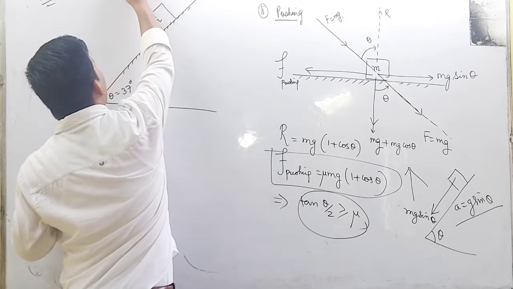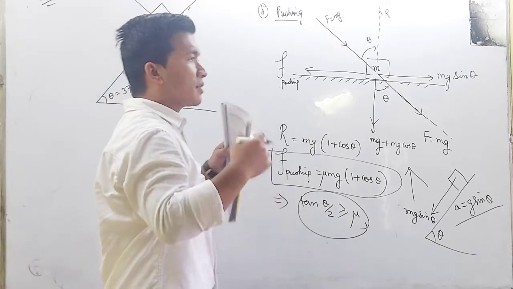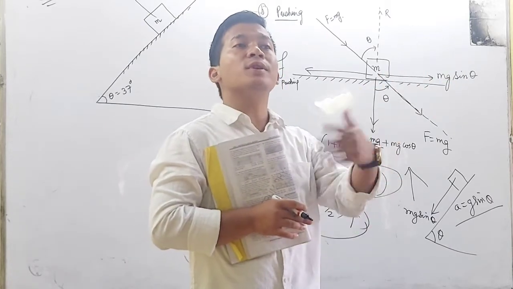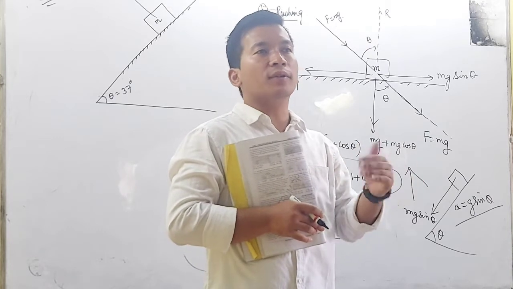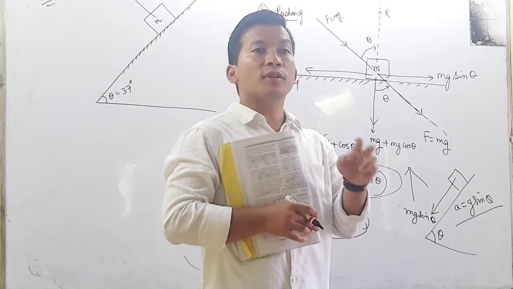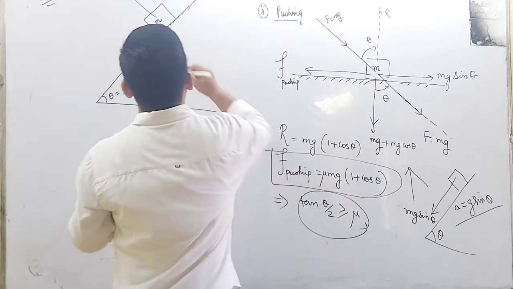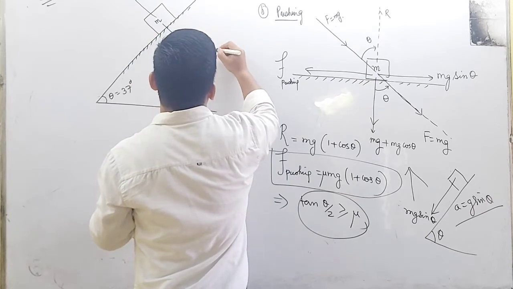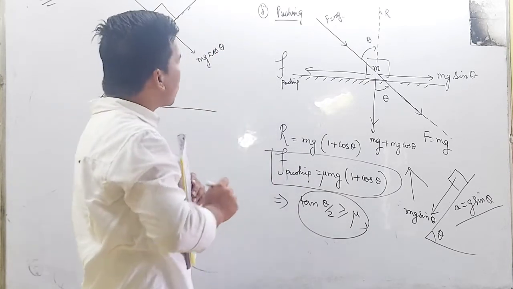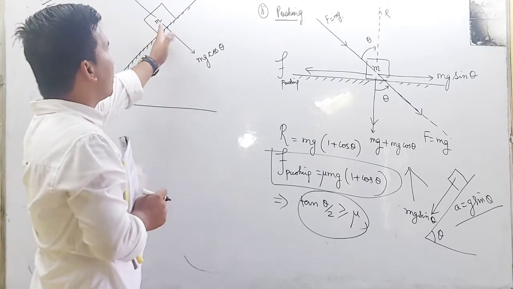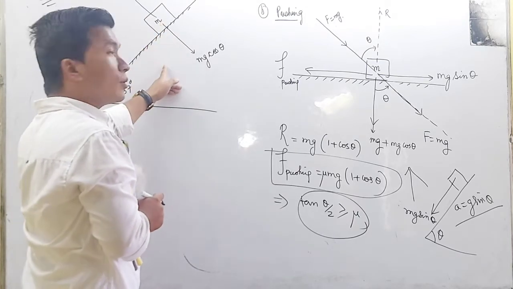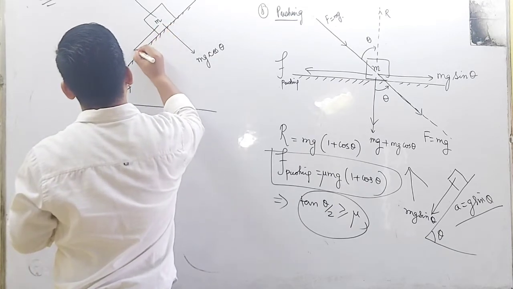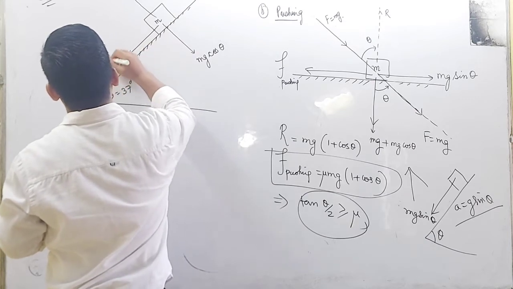For any inclined surface, whether it is rough or smooth, the normal direction must be drawn opposite to which component of the weight? mg sine or mg cos? mg cos. This is equal to mg cos of theta. So here the other component will be mg sine of theta.